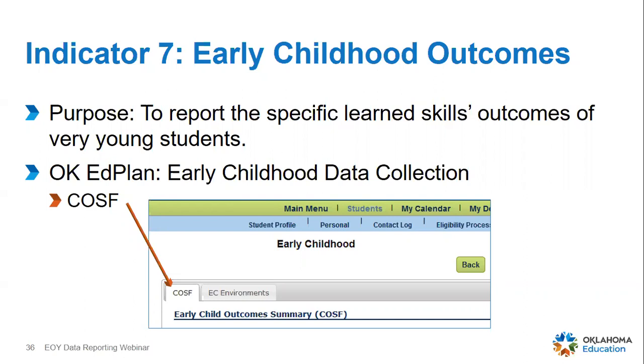Okay, indicator 7, early childhood outcomes. We have to report the specific learned skills outcomes of very young students, our 3 to 5-year-olds. And we do that through the early childhood data collection page in Ed Plan, the COSIF, that early childhood outcomes summary page. Okay. This is required for any student who enters an early childhood program. Technically, most of you don't necessarily have early childhood programs, but if they are in special education between the ages of 3 and 5, we consider them to be part of an early childhood program. The feds do too. So that's why we talk about it that way. So anytime you have a student who's 3 to 5 years old, they should have their ECO entry information, entry ratings, and they should have their ECO outcome ratings once they turn 5, okay?